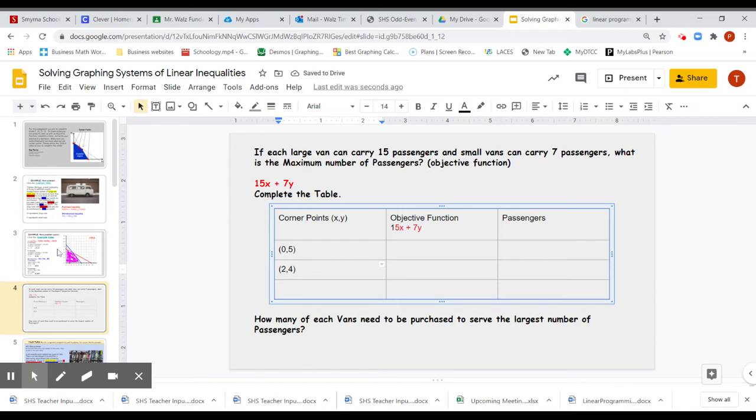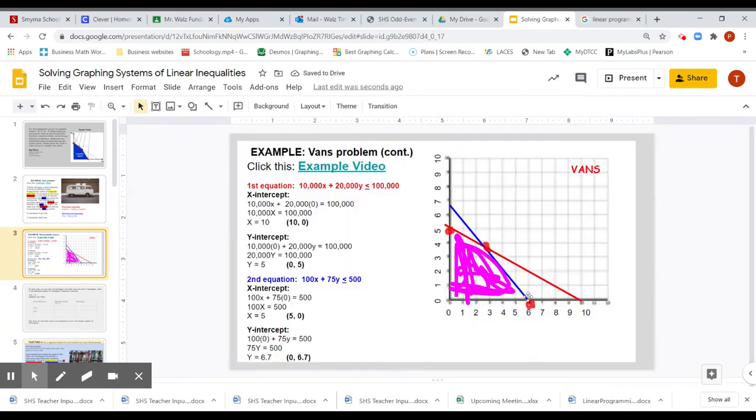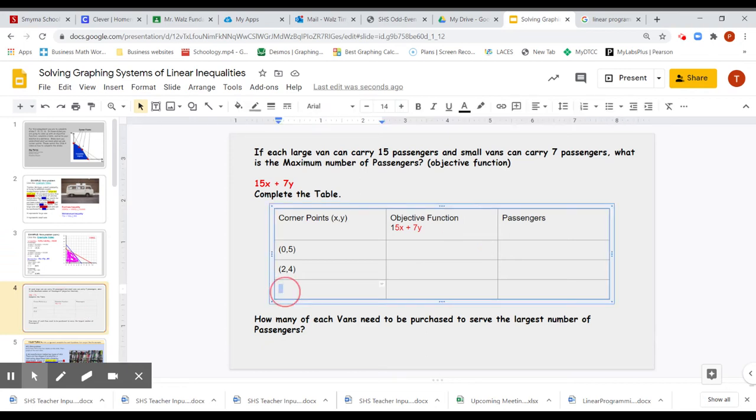And let's find the last point. Last point here, the x value is 6, the y value is 0. Now that we have our points, we're going to plug them in. We're taking these points and plugging them into this equation. This is your x, y. So I'm going to do 15 times 0 plus 7 times 5.